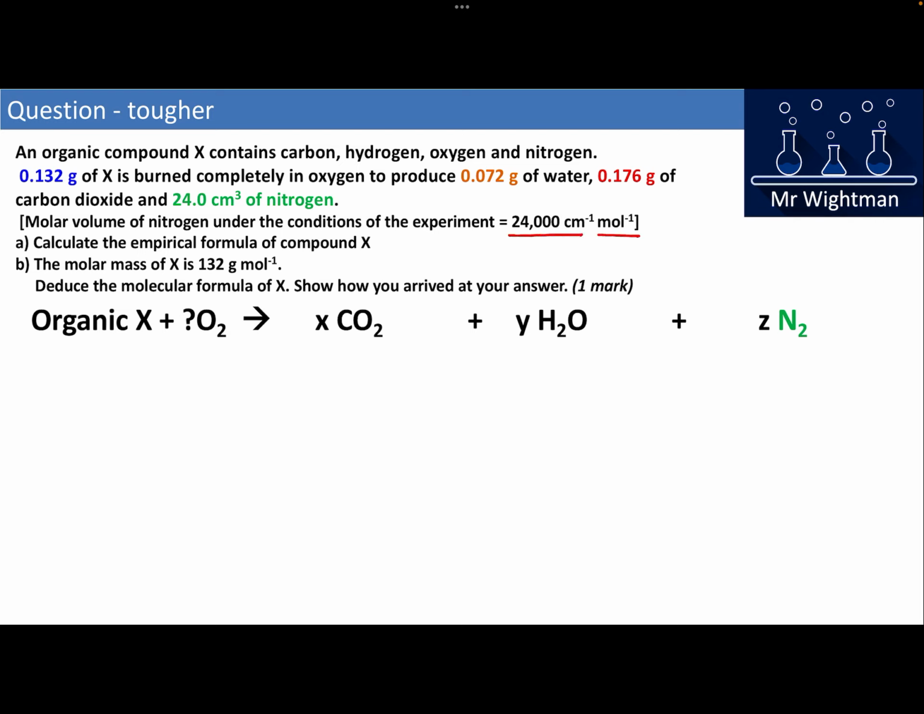Calculate the empirical formula of compound X, that's what I've been doing before, and the molar mass of X is 132 grams per mole. Deduce the molecular formula, so I said that at the very beginning, and then show how we arrived at our answer, so that's through calculation. So that's an additional mark for that point. The one before that would normally be about 4 marks.